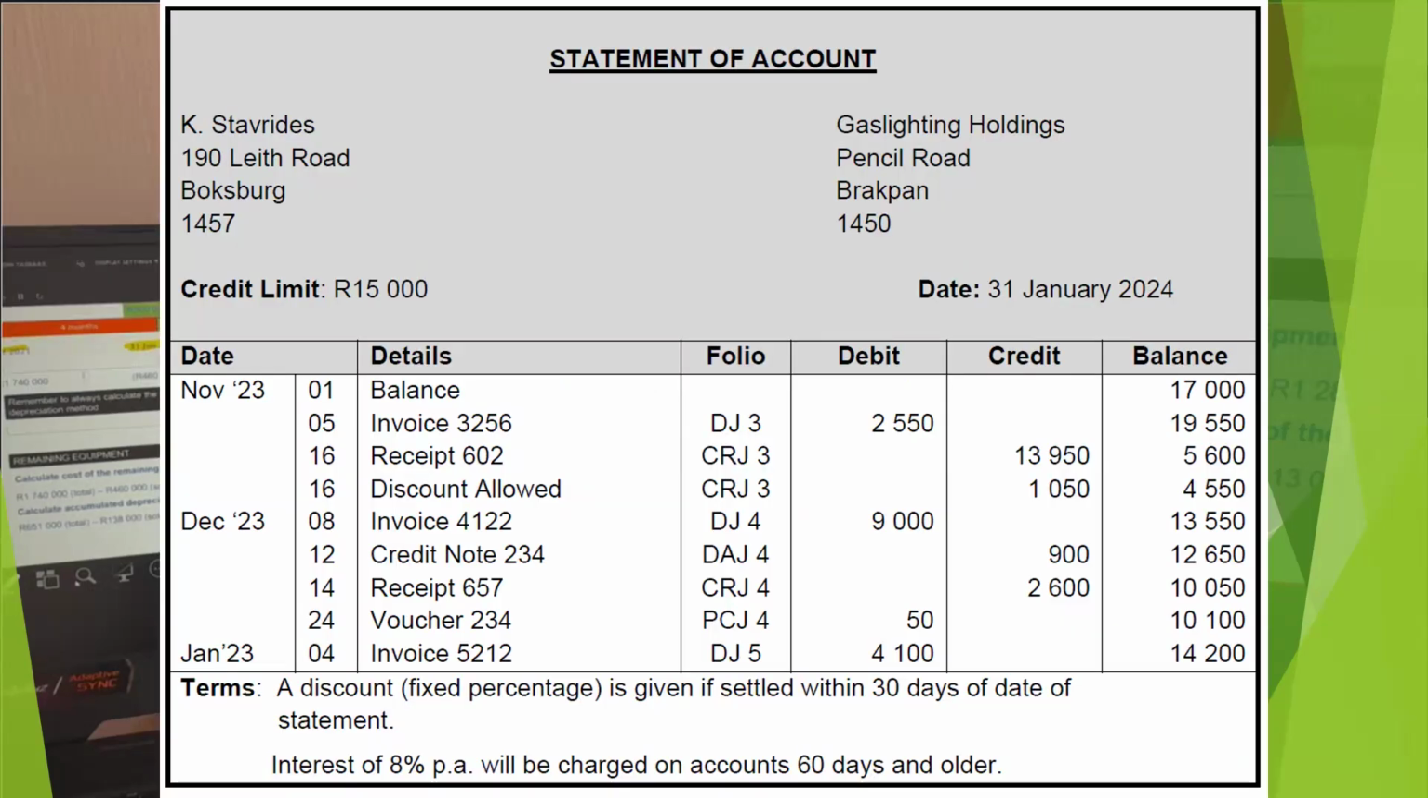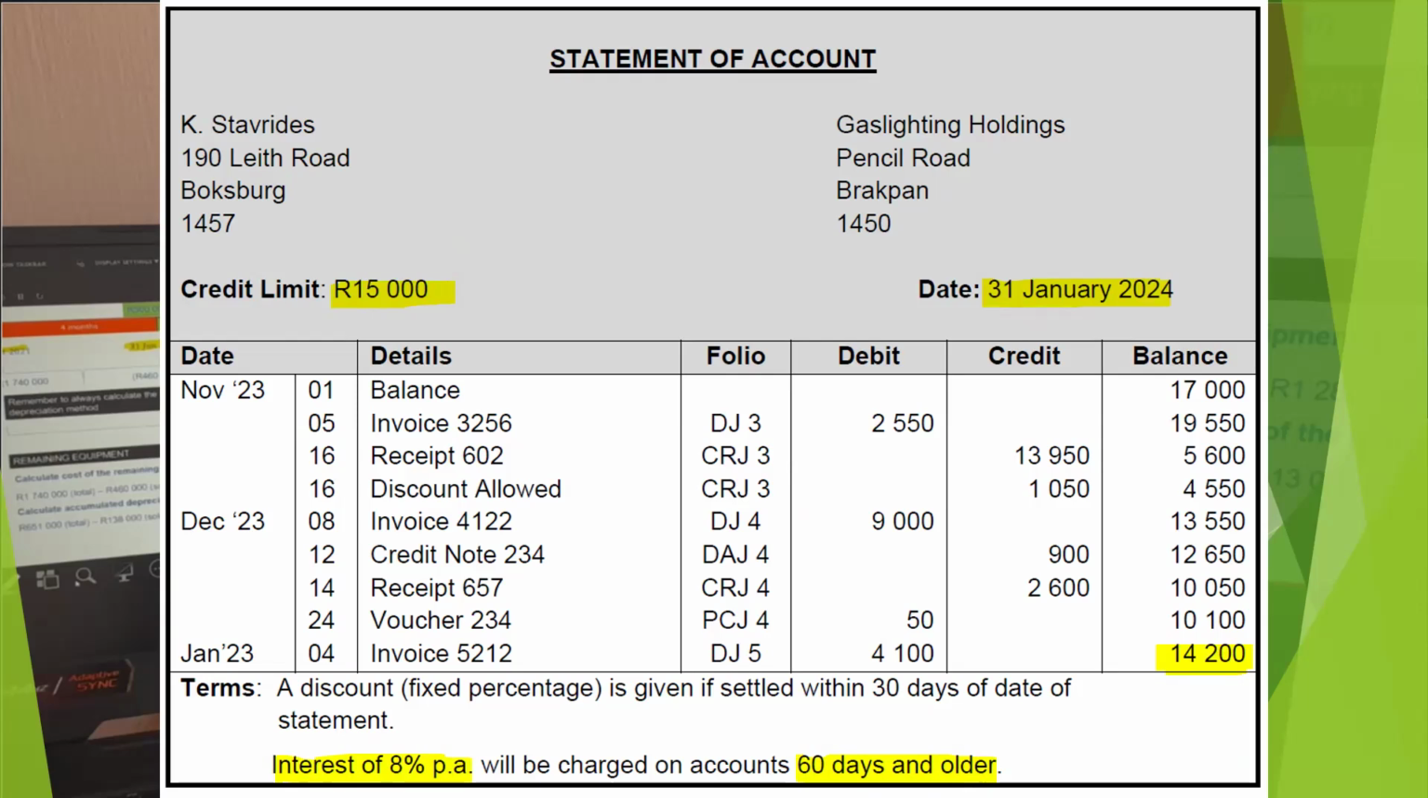By now, guys, you should know what you need to look for. The statement date is the current month, and also check the credit limit there, and always check that the balance doesn't exceed the credit limit. Here they said interest will be charged at 8% per annum on accounts that are 60 days and older. They gave us the balance there.